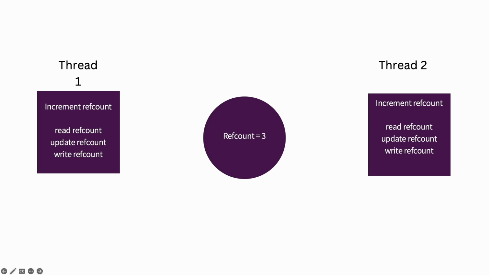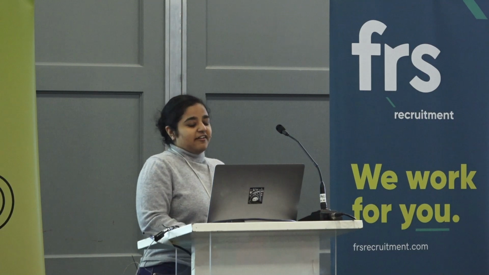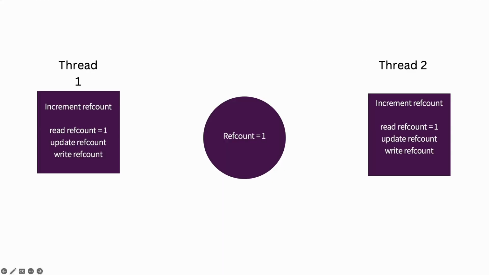Everybody is happy. But let's say the GIL didn't exist, and these 3 instructions of updating the reference count need not always run together. These threads can do whatever they want. Then you have thread 1 reading the reference count, thread 2 also reading the reference count. Both of them update the reference count, and both of them write it. And we are 1 off.